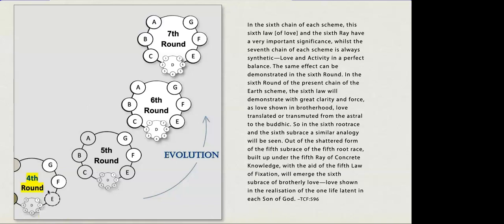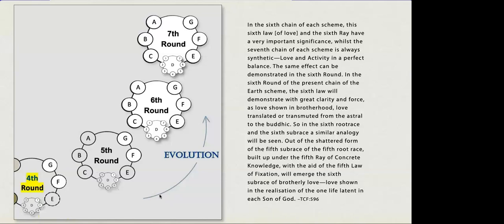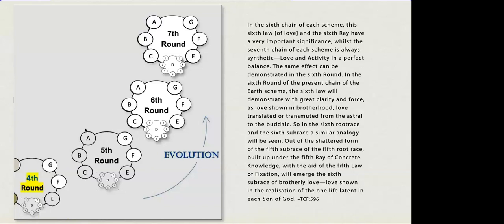Maria Christina. Yeah, well, here's one more of 10 others. Because so each round has 7 root races, and each round has 7 globes. No? Each globe has 7 root races.